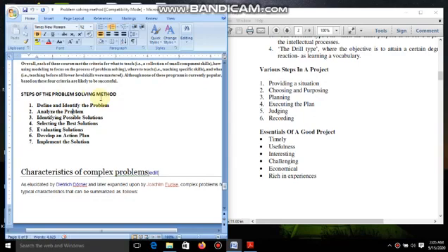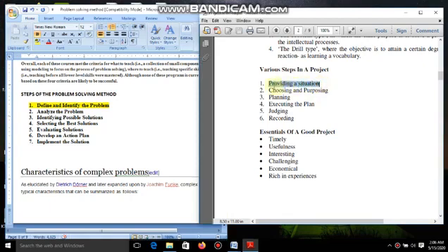Okay, so let us see the first step here to apply this problem solving method: define and identify the problem. Here, this is the important part. See, first you define and identify the problem. That means you identify the problem and define your problem. Okay, and in this case, provide a situation.